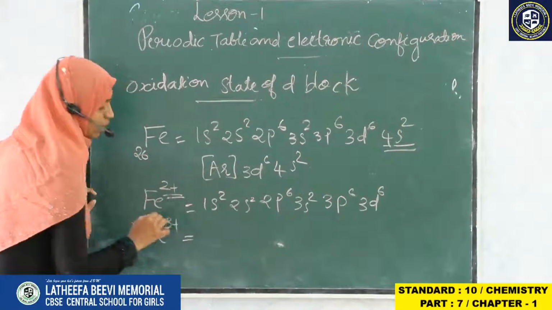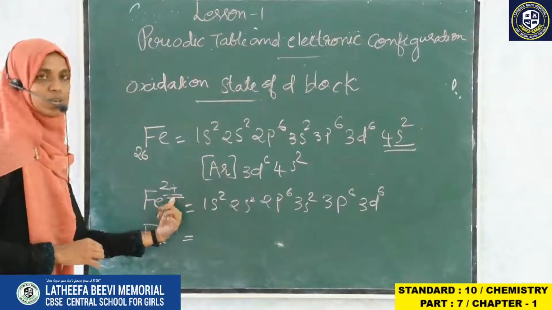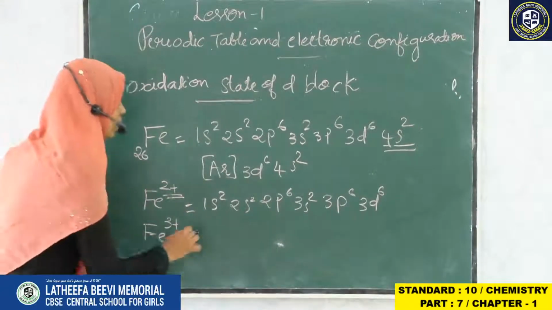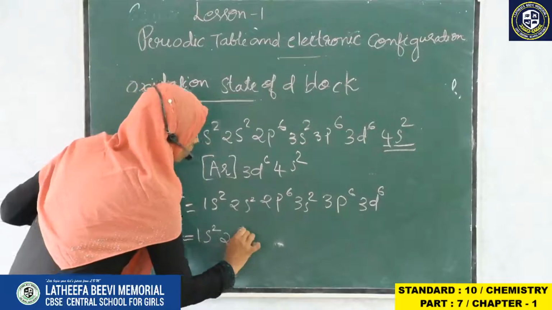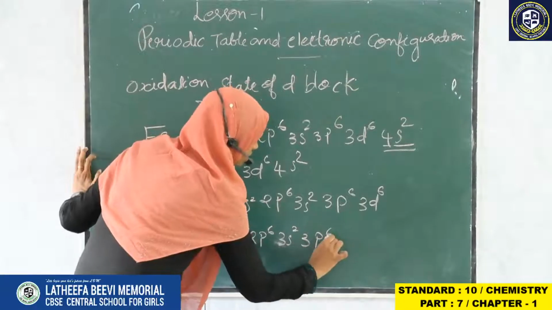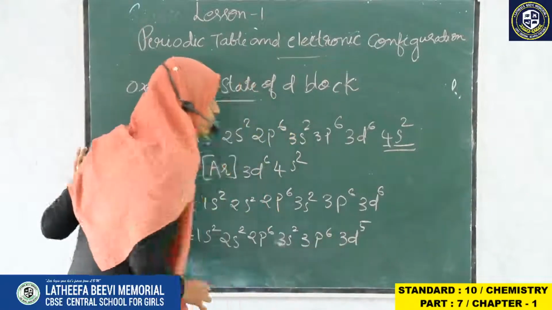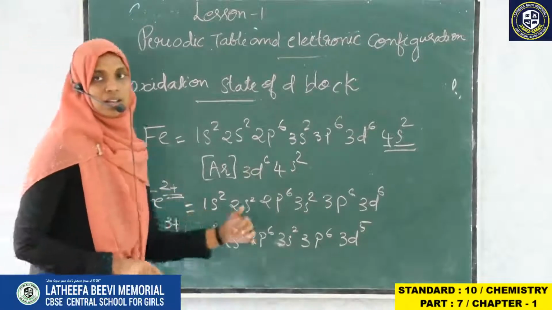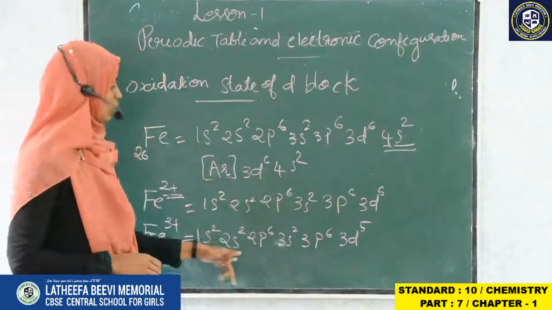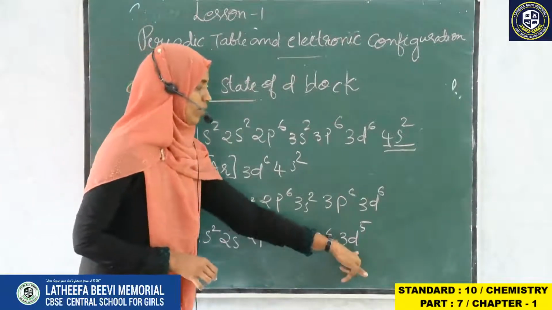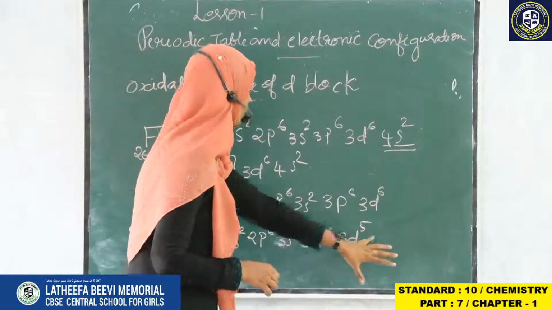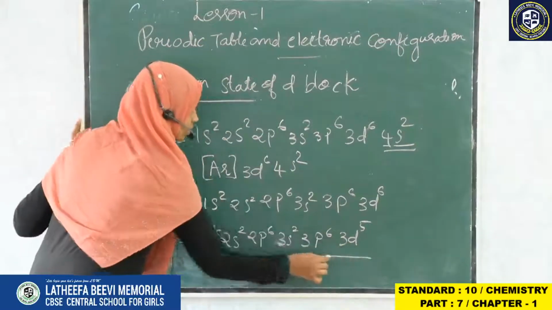Then how can we write the electronic configuration of Fe3+? How many electrons are lost? 3 electrons are lost. Then we can write the electronic configuration 1s2 2s2 2p6 3s2 3p6 and 3d5. That is, one electron from 3d6 and 2 electrons from 4s2, so 3 electrons are lost. Then the remaining electronic configuration is this.